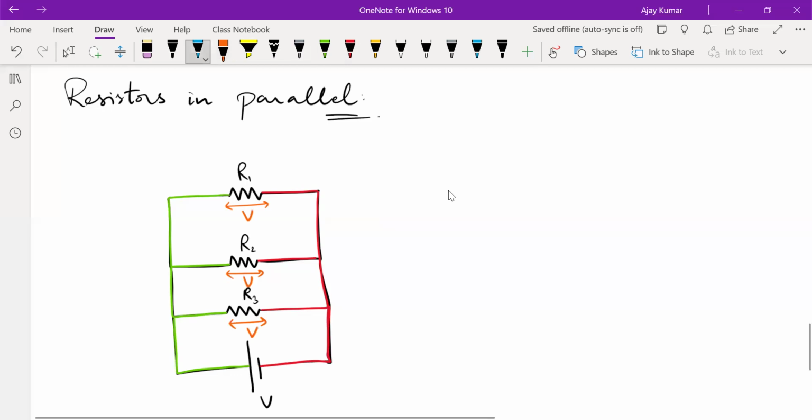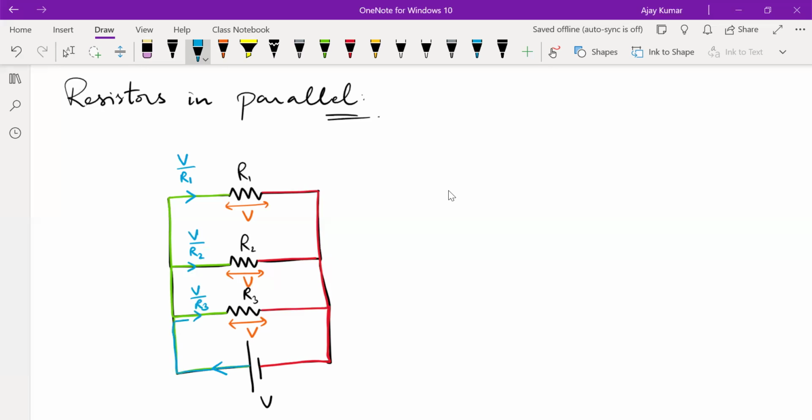We should be able to tell the current. Then current in this resistor, we know V is equal to IR, so I is equal to V divided by R1. That's the current in this branch. Here it will be V divided by R2. And in this branch, it will be V divided by R3. All these currents should be coming from the battery itself.